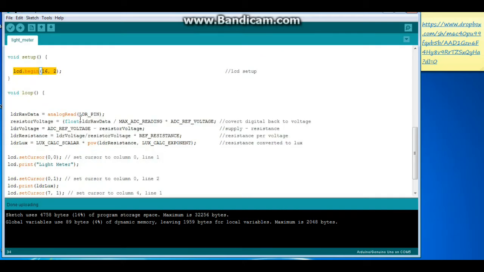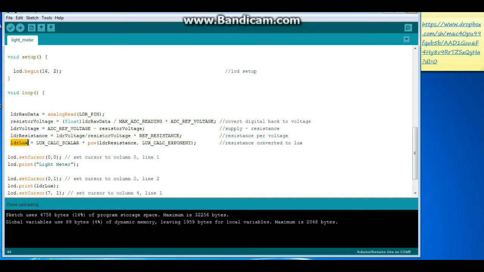Now we have the math. So LDR raw data is just the read of the analog pin. That's what's going to fluctuate. Then our resistor voltage equals the float of LDR raw data divided by the ADC max reading, 1023, times the reference voltage of 5. Then our LDR voltage equals the reference voltage, 5 volts, minus the resistor voltage. So we have our LDR resistance, which is the LDR voltage divided by the resistor voltage times the reference resistance. Whew, that's a lot of math.